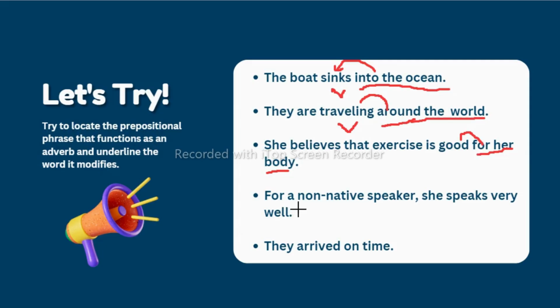For a non-native speaker, she speaks very well. For is a preposition, a non-native speaker is the object. For a non-native speaker, what does she do? Speaks. Speaks is a verb. So that's why it's an adverbial prepositional phrase. They arrive on time. On time is a prepositional phrase talking about their arrival. So this is a verb, so it's an adverbial prepositional phrase.